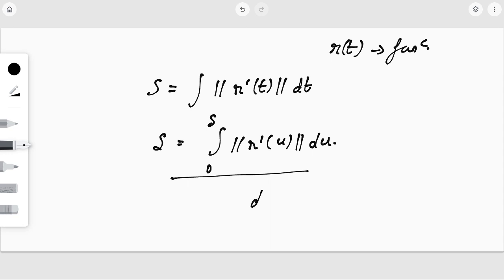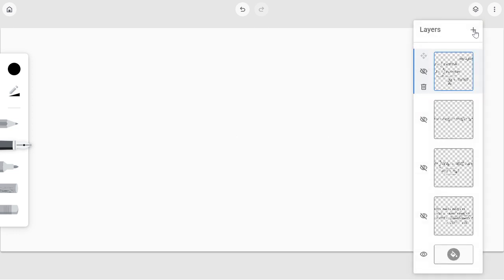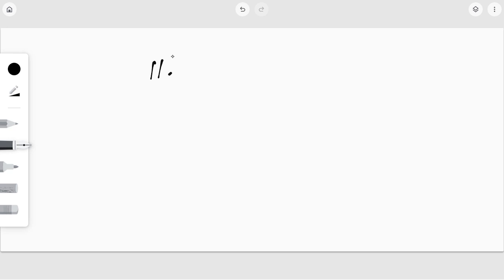We get ds by ds, differentiating this equation with respect to s. Differentiation is the opposite of integration, so it will become the magnitude of r dash of s. Since ds by ds is 1, we obtain that the magnitude of the derivative of the vector function is 1.